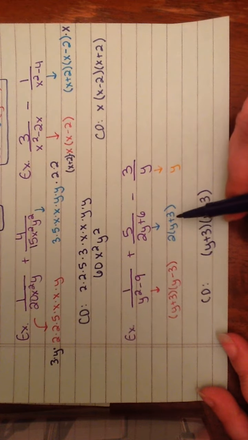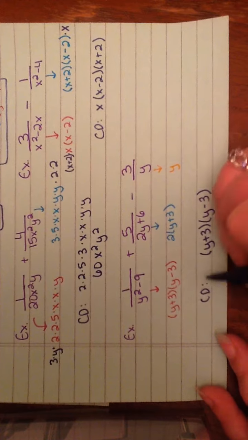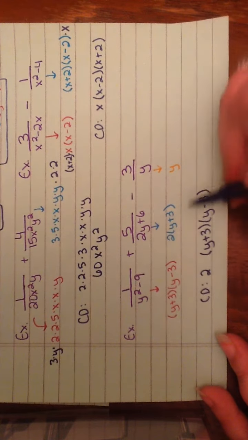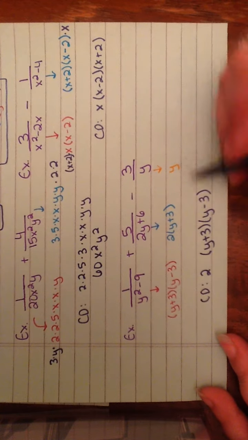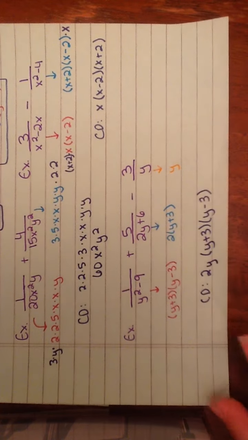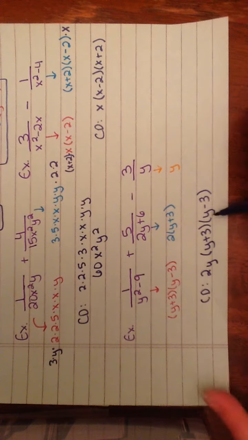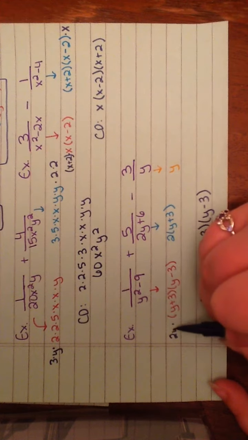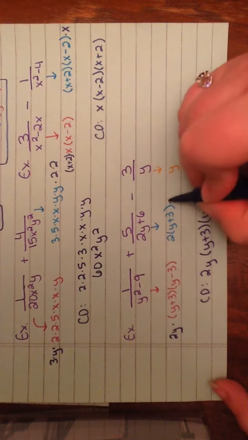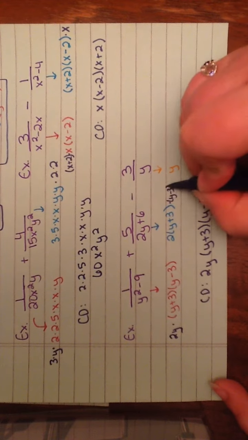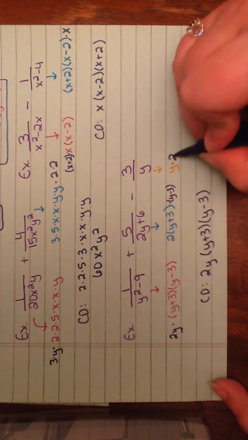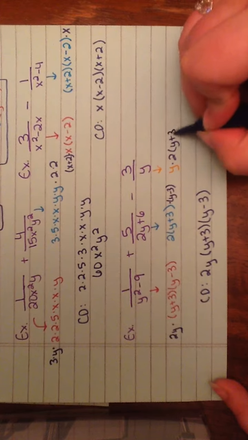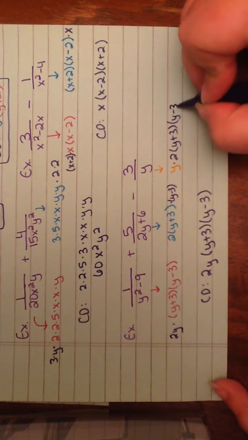Now the blue one, is there anything new? Is there anything I don't have? Yeah, there's a 2. And then in my orange one, is there anything new? Yeah, there's a y. So there we go. That would be our common denominator. So what's this pink one missing? This pink one is missing 2y. This blue one is missing y minus 3. And this one is missing a 2, a y plus 3, and a y minus 3.